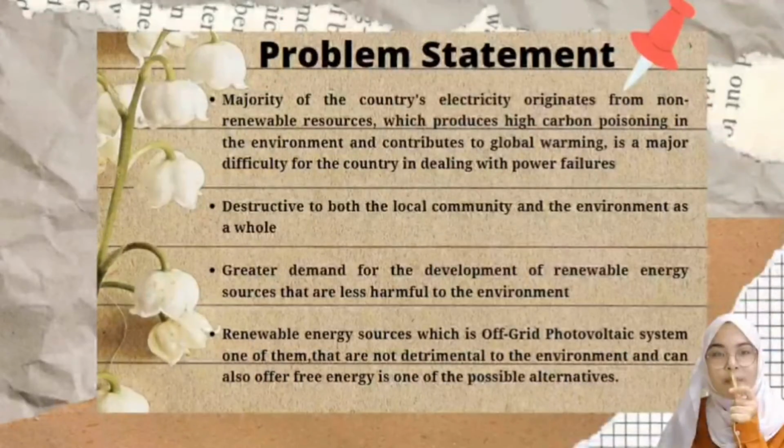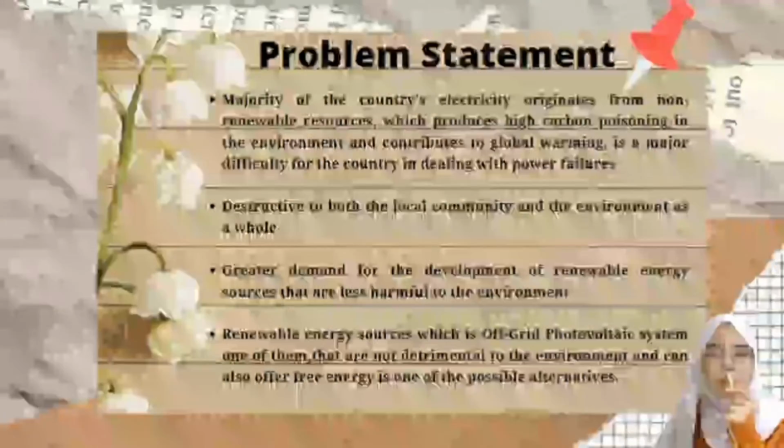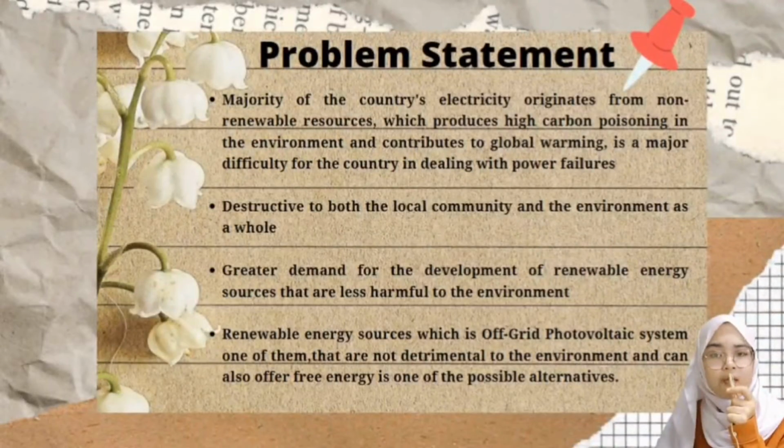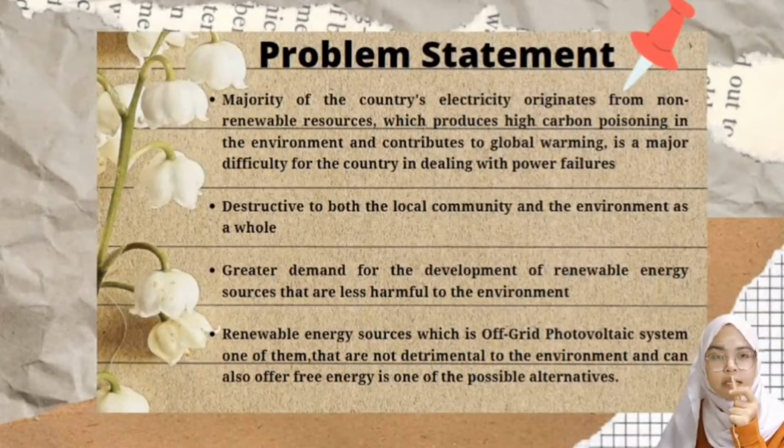Now I will be presenting the problem statement for our group project. The fact that the majority of the country's electricity originates from non-renewable resources, which produce high carbon emissions in the environment and contribute to global warming, is a major difficulty for the country in dealing with power failure. This is destructive towards the local community and the environment as a whole. As a result, there is a greater demand for the development of renewable energy sources that are less harmful to the environment. The introduction of renewable energy sources using an off-grid photovoltaic system, which is not detrimental to the environment and can also offer free energy, is one of the possible alternatives.